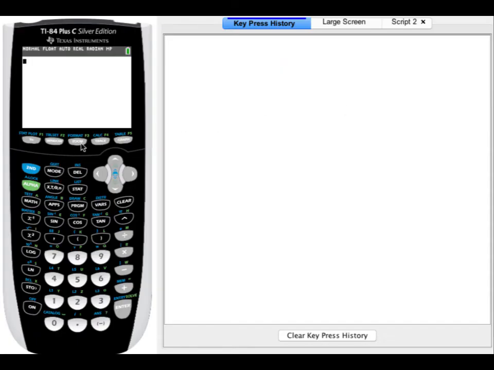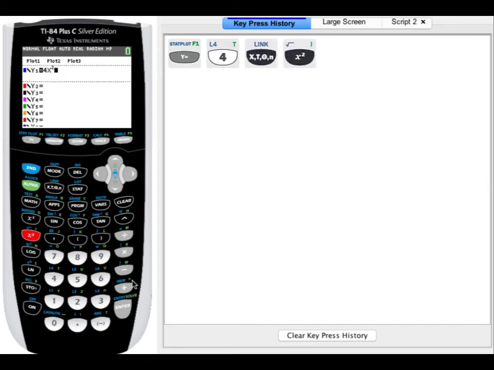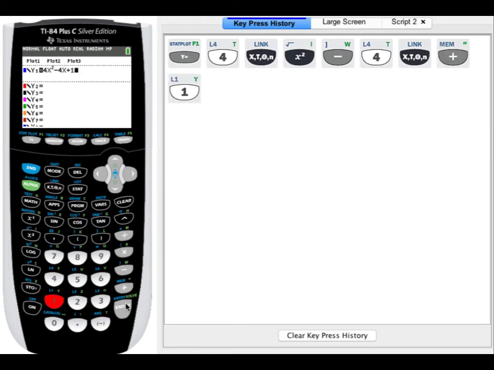With the equation equal to 0, the first thing you do is go to your y equals button and insert the equation into your y1. So I'm going to put my 4x squared minus 4x plus 1. Then you graph the equation, so we press the graph key.